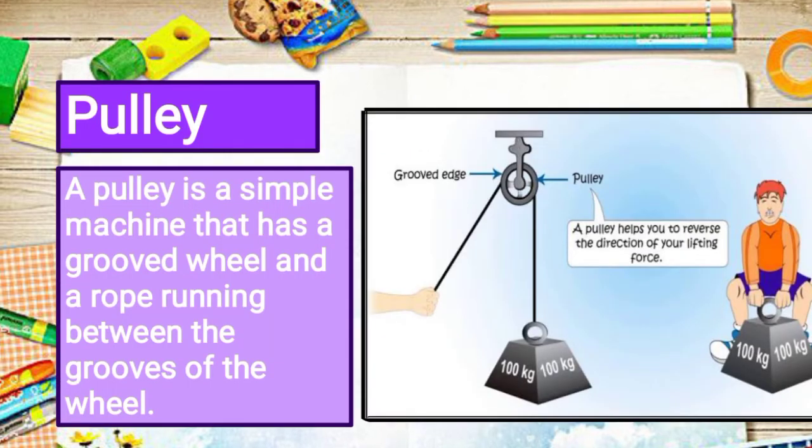Now let's understand another simple machine, pulley. It is a simple machine that has a grooved wheel and a rope running between the grooves of the wheel, and it is used to lift a heavy object attached to one end of the rope.